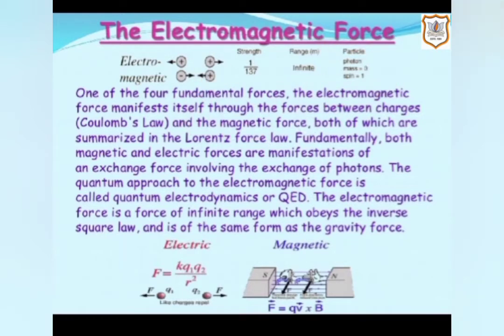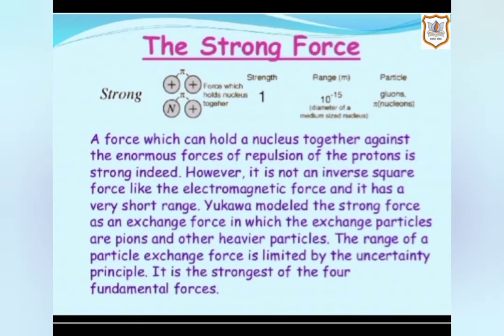This electromagnetic force is of infinite range because it can act between the charges which are separated by a certain distance. That force is also called an inverse square law because the force is inversely proportional to the square of the distance between them. The next force which we are going to study is known as the strong force, or it is also called the strong nuclear force.